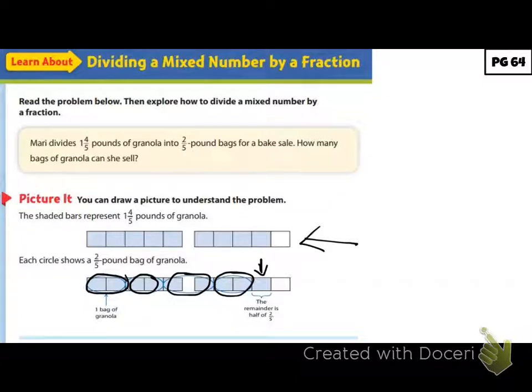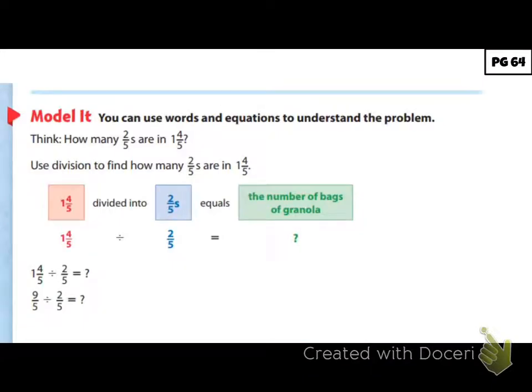So we will look at model it now. In model it, you can use words and equations to understand the problem, just like all the other model its. Think, how many 2/5 are in 1 4/5? Use division to find how many 2/5 are in 1 4/5. So they've done that for you, and then you will get the number of bags of granola.